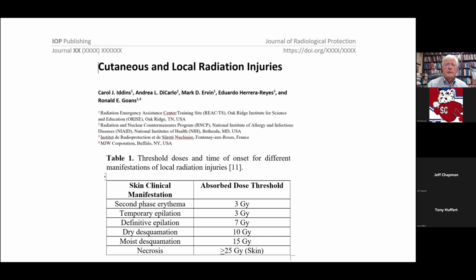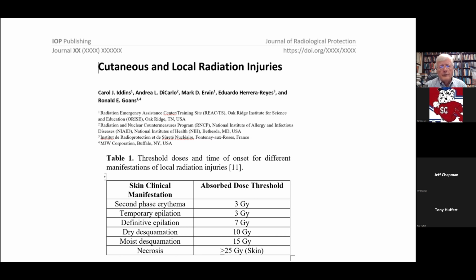I want to point out some of the thresholds with cutaneous injury. This is from a paper that just came out, Journal of Radiological Protection, by a colleague, Carol Iddins, Andrea DiCarlo at NIH, Mark Jirwin at REAC/TS, Eduardo, formerly at the IAEA, now has moved to France. So this is kind of an interesting paper.